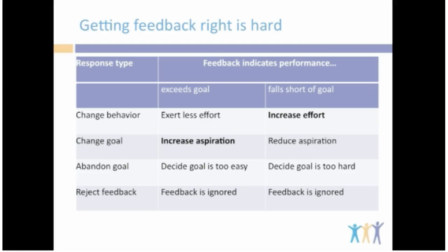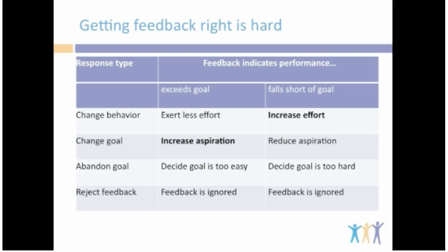So students can either change their behavior, change the goal. They can abandon the goal. They can decide that math is stupid and they don't want to spend any more time wasting their time on learning math. Or they can reject the feedback by saying that the teacher is an idiot.